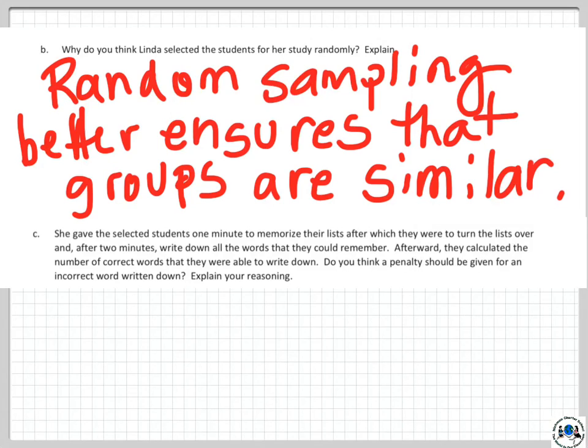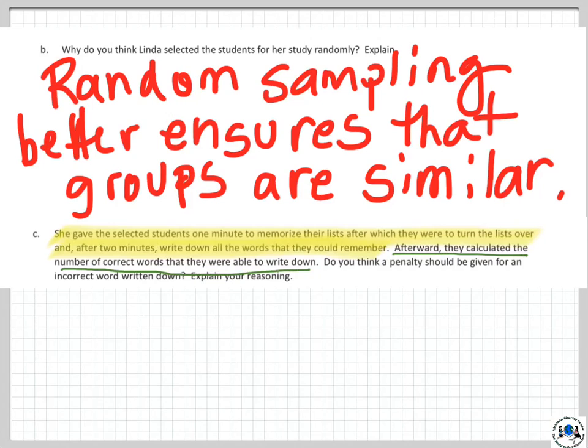So, continue on here. She gave selected students 1 minute to memorize their lists, after which they were to turn the lists over, and after 2 minutes, write down all the words that they could remember. Okay, so this is her test, and really fun stuff, and maybe some things that you might want to do. Maybe you could even do this at your church or some club or with the soccer team or whatever. But anyway, afterward, they calculated the number of correct words that they were able to write down.